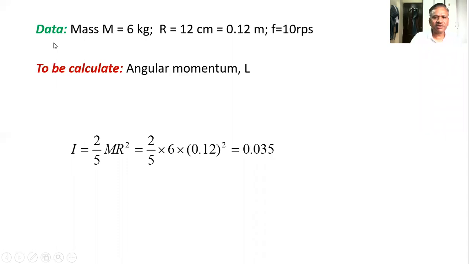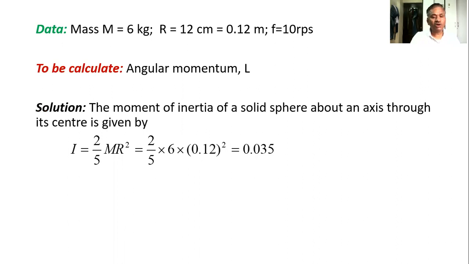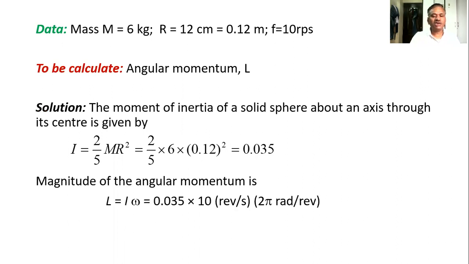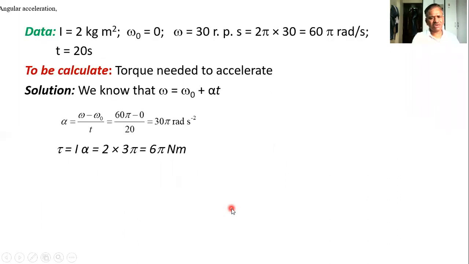F is given. Angular momentum you have to calculate. L equal to I into omega. The formula is L equal to I into omega. Omega equal to what? How much is it? 10 revolutions per second.